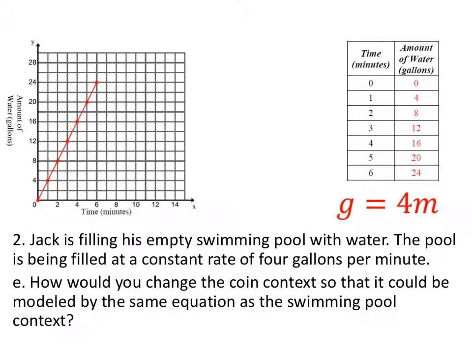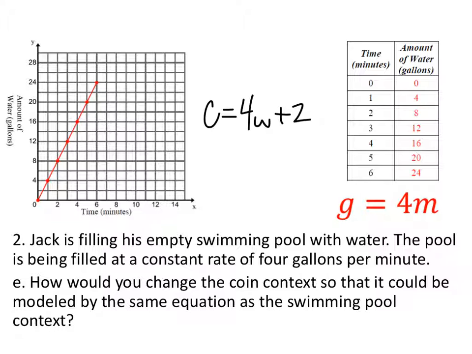Alright, part E, how would you change the coin context so that it would be modeled by the same equation as the swimming pool context? So just real quick, for the coin one, the number of coins was equal to 4 times the number of weeks plus the 2 coins you started with.